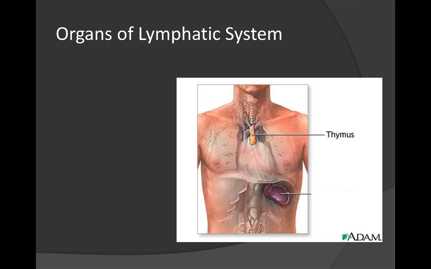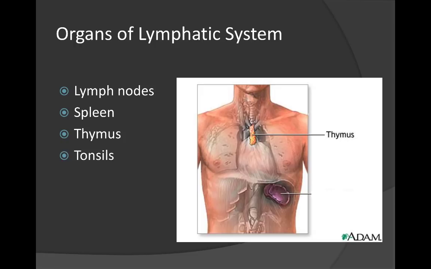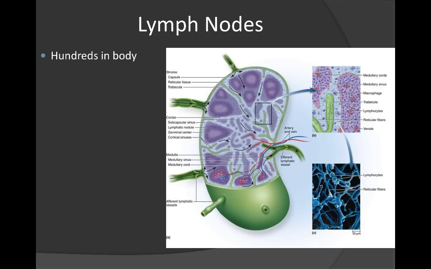The organs you will need to study in models and under the microscope are the lymph nodes, the spleen, the thymus, and the tonsils. There are hundreds of lymph nodes all over our bodies. You may have felt them in your neck when you are sick, or in the axillary or inguinal regions. These get swollen during an immune response due to the increase in immune cells and fluid.